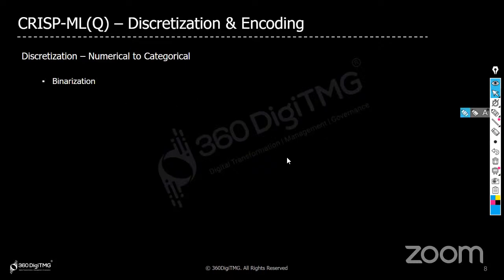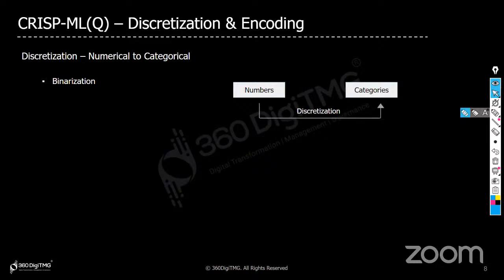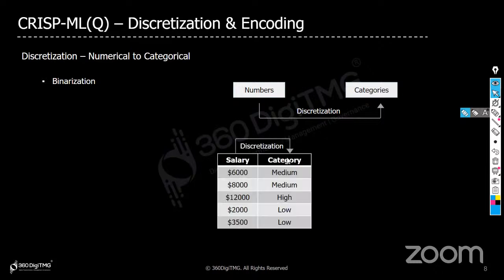So in that we have different types: binarization, rounding, all those things. Before that, we will take this. So here, discretization is converting numbers into categorical. This is discretization. And then here we have an example. We are converting the salary, which is a numerical column, into a categorical column, which is category. How did we do this conversion? How did we perform discretization on the data?